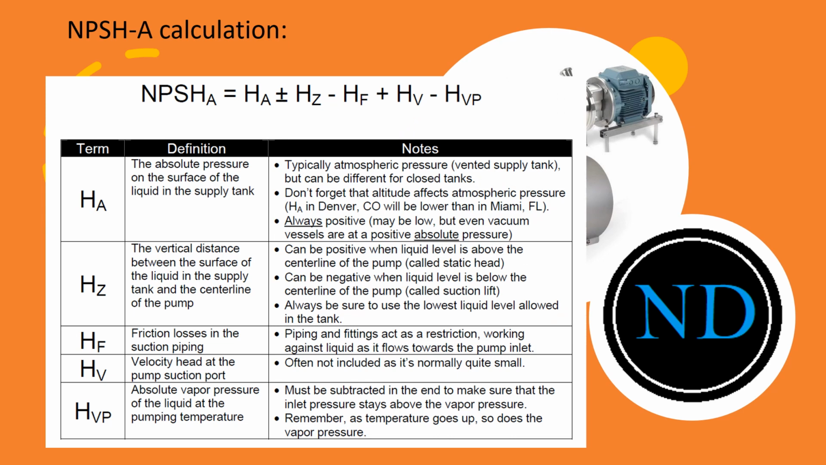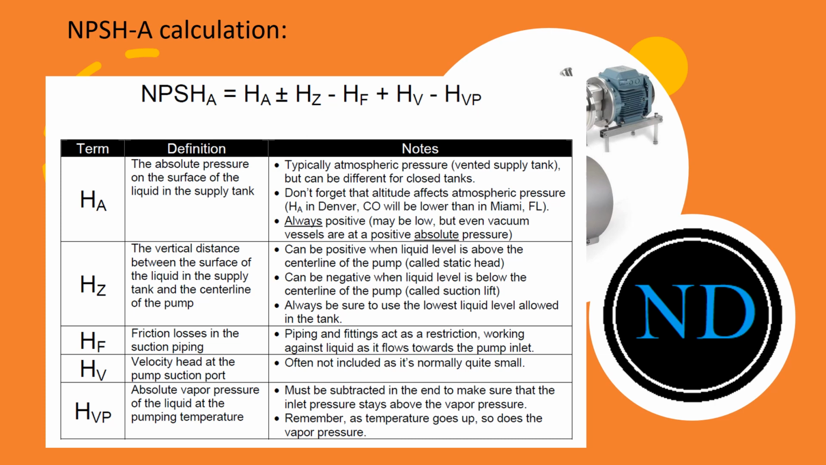NPSH available calculation. How to calculate NPSH available? It is somewhat of a calculation part. It is only the addition and subtraction of the given figures and the data which you have. So first we will see the terminology. HA. HA means the absolute pressure on the surface of the liquid. So basically when it is an atmospheric tank, it is 10.13 meter of water column. For calculation you can consider that.